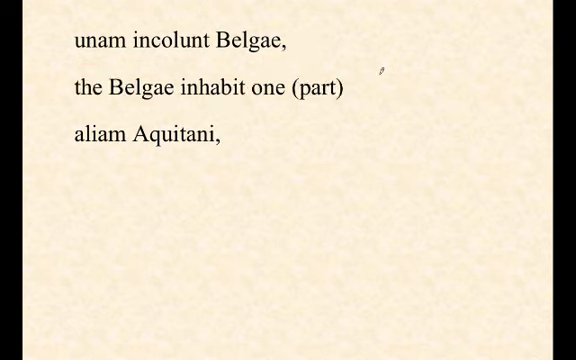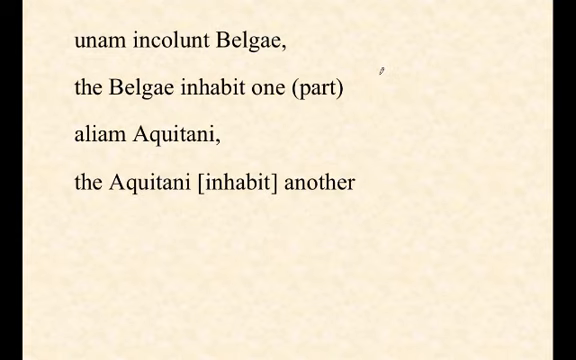Now, I've put this in the word order of the Latin. That's not good, one part inhabit the Belgae wouldn't make any sense. So again, for better English, of course, you're going to want to reverse the word order here. So, of which the Belgae inhabit one part, another the Aquitani. Understood the Aquitani, and that's the name of a people. The Aquitani inhabit another understood part.